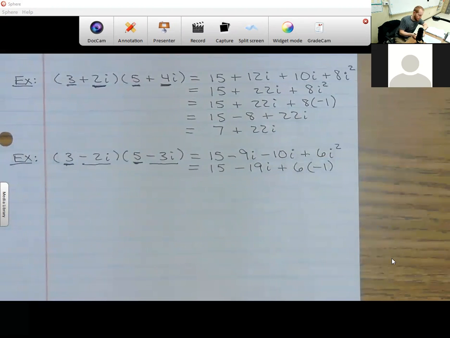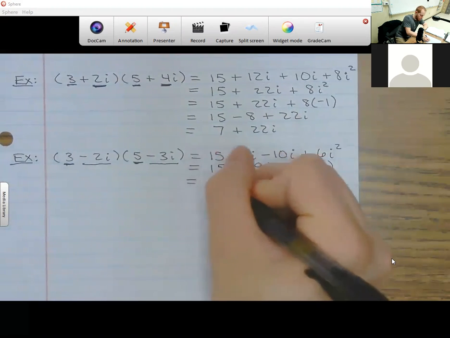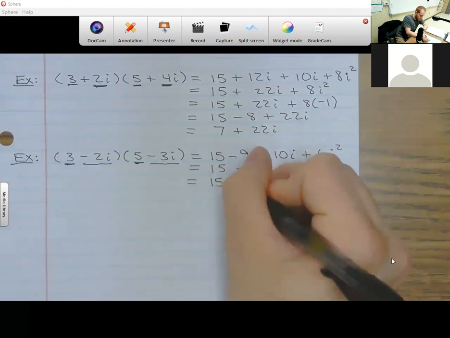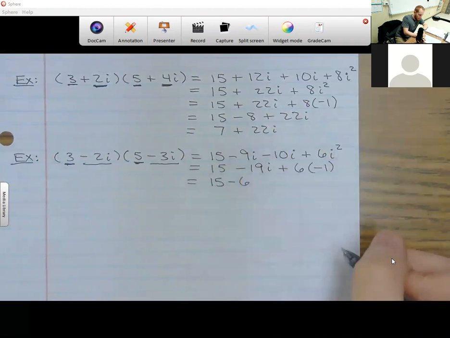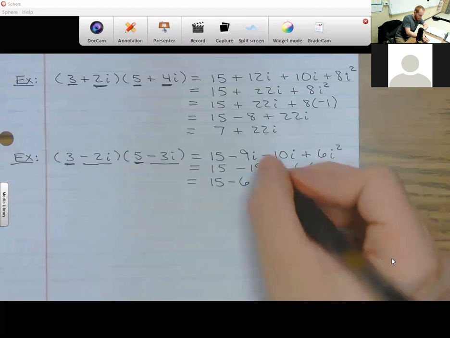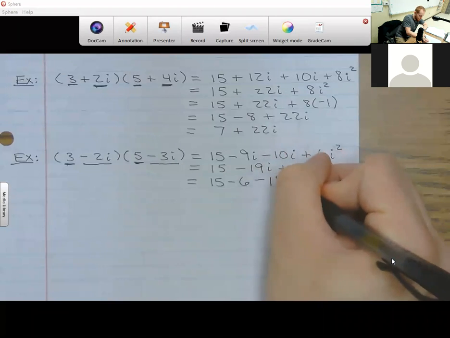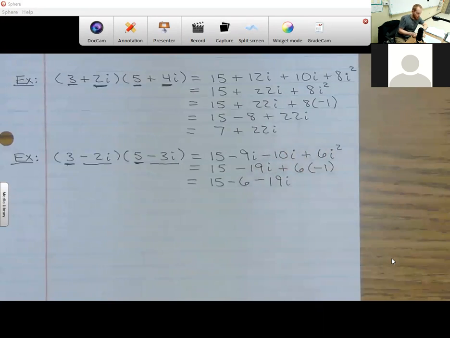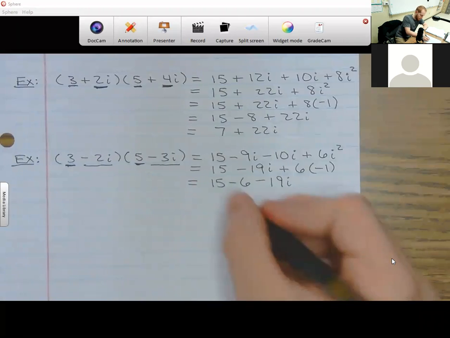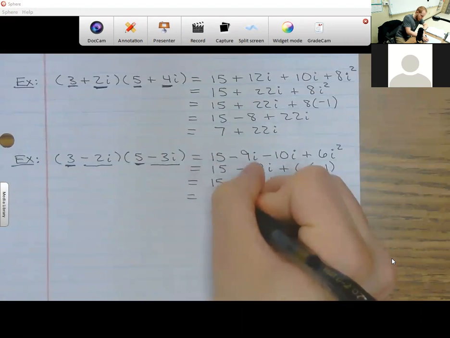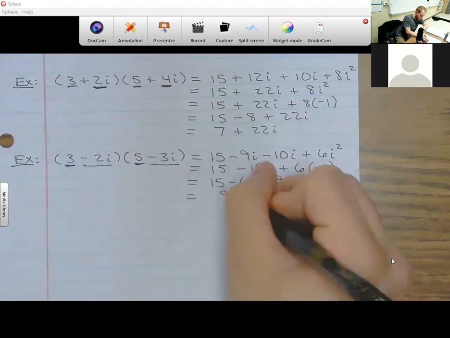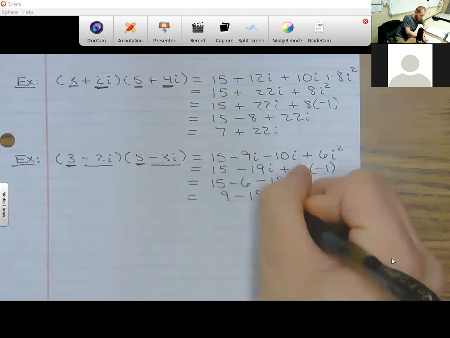So this is actually going to be 15 minus 6. And then the minus 19i comes down. Okay, so I'm almost done. 15 minus 6, that's going to give me 9. Minus 19i. Bring down that minus 19i, and you'll be done.